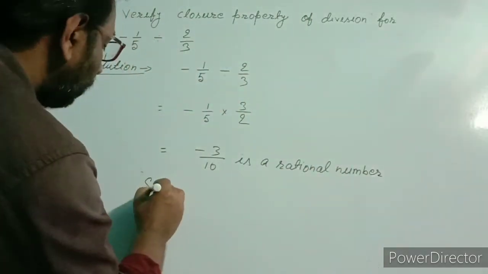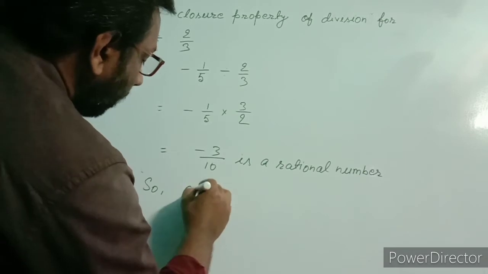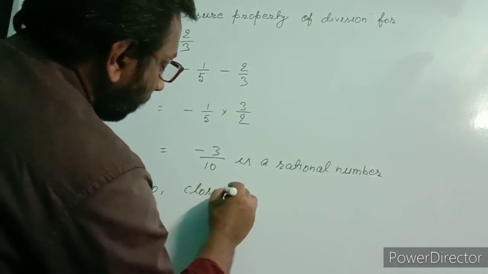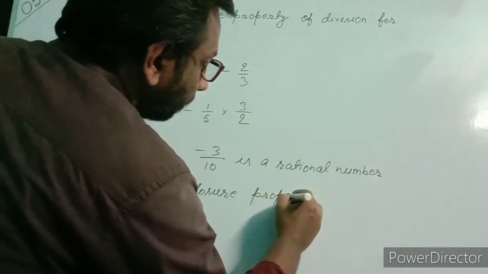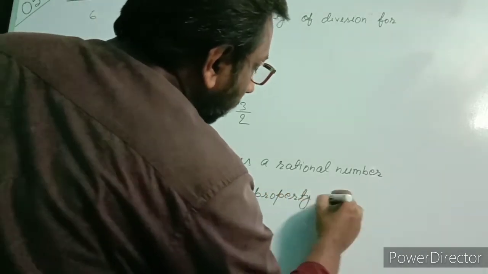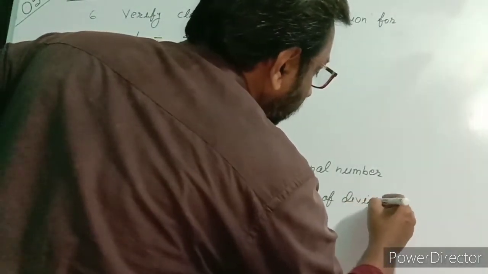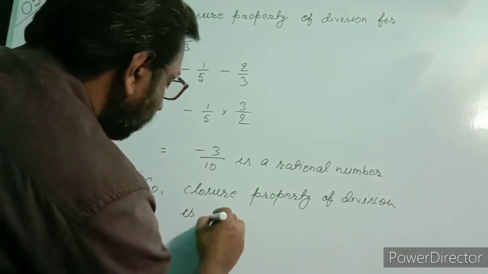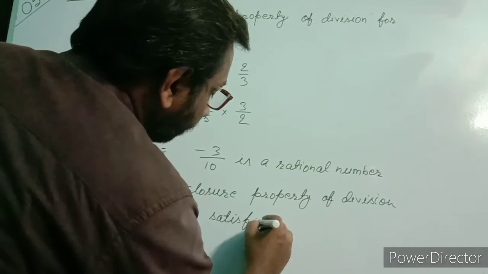So closure property of division is satisfied. This became the answer.